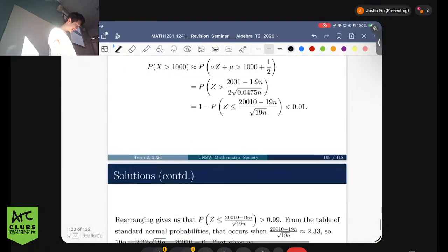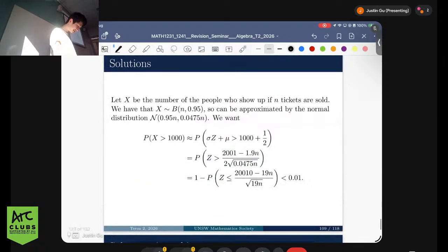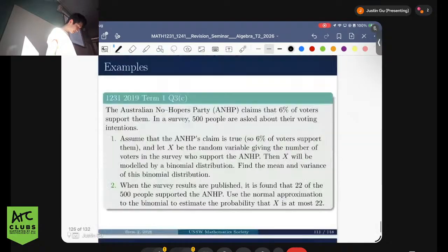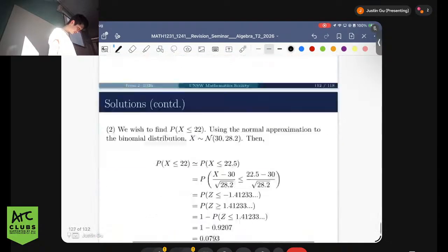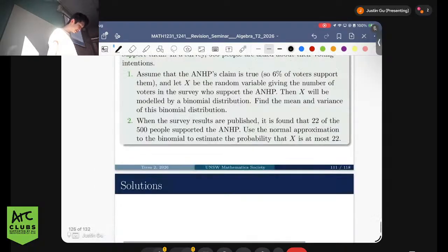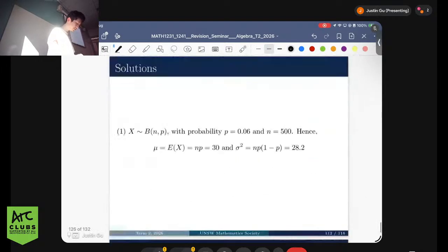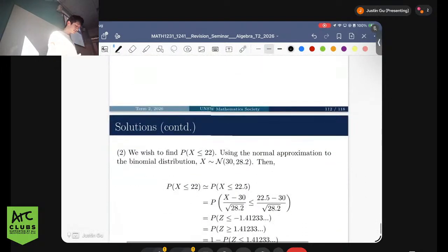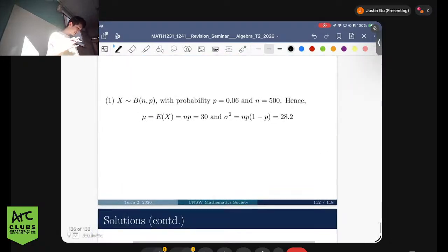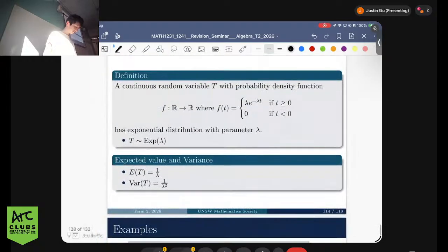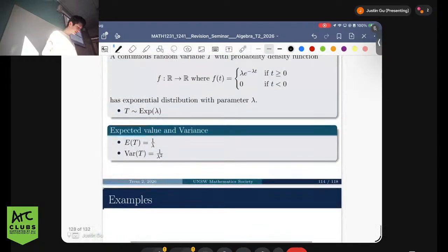Yeah, the full working you guys can look at in your own time, but it's essentially the same thing, right? And same thing with this. This is another question where you approximate a binomial distribution with a standard normal distribution and check if they're consistent, right?